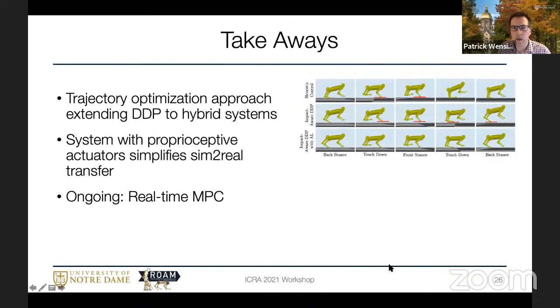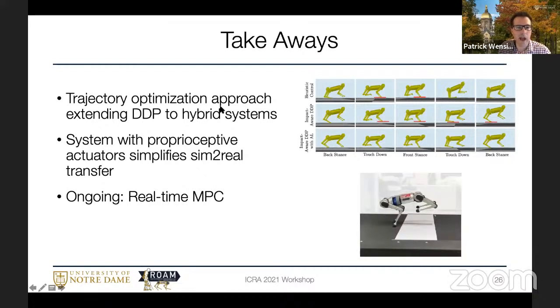Okay, so in terms of main takeaways here, we have this trajectory optimization approach that extends DDP to hybrid systems. DDP is a really fast optimizer, and now we can use it in a broader class of systems. And when we apply our trajectories on this system that has these proprioceptive actuators, they're easy to model because the transmissions are quite transparent. It really simplifies our sim to real transfer. Okay, so we're working on doing real-time MPC right now, and we're getting pretty close. And so I hope maybe next time I'll have that to show you all.